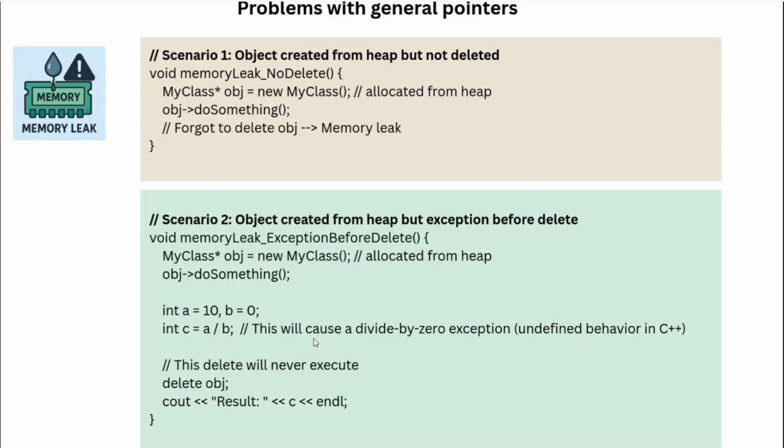The second scenario is that you have a delete before returning, but the problem is, let's say code like this, divide by 0. An exception happens here, and this part of the code never executes. Then your object won't be deleted. If your program completely terminates, it's okay, but otherwise this delete never happens.